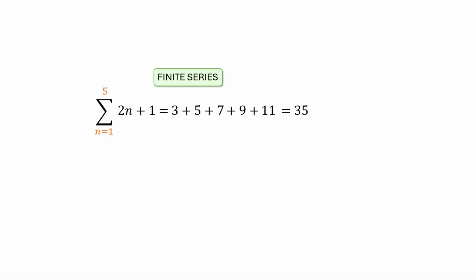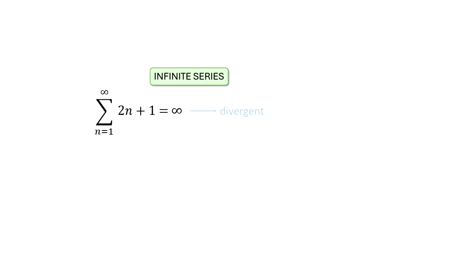We have seen that a sequence can be more than 5 terms. It can go on forever. When that happens, we use this symbol to show it goes to infinity. This is called a series, or more specifically, an infinite series. But what is the result? Well, we don't know. It just keeps growing without end. That's why we say the series is divergent.